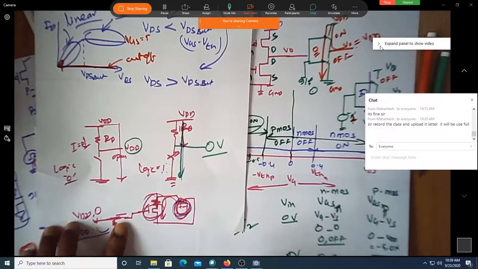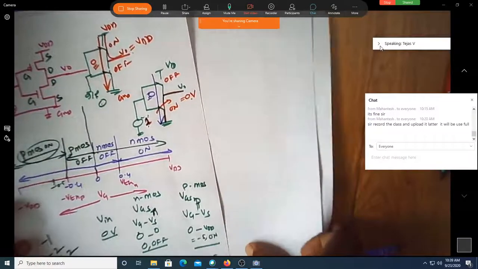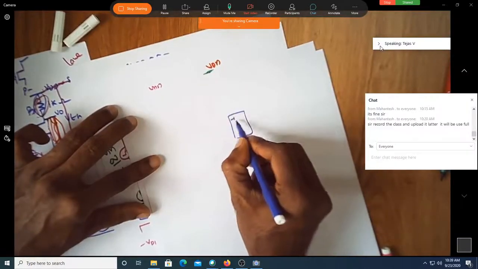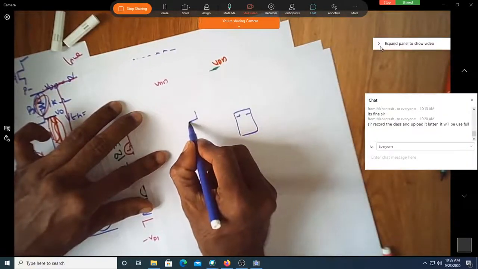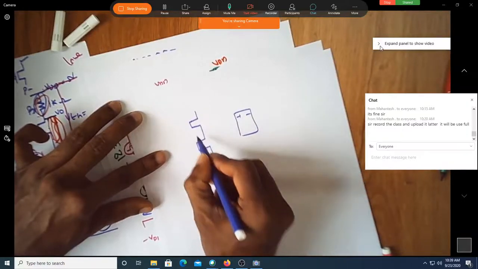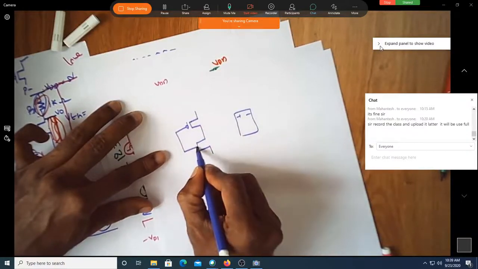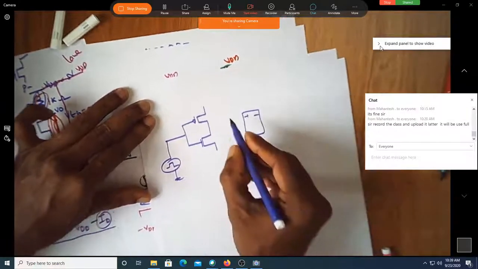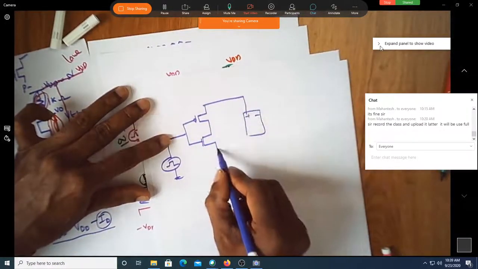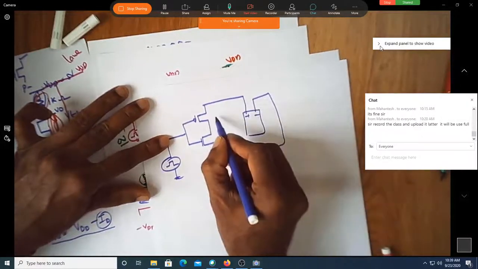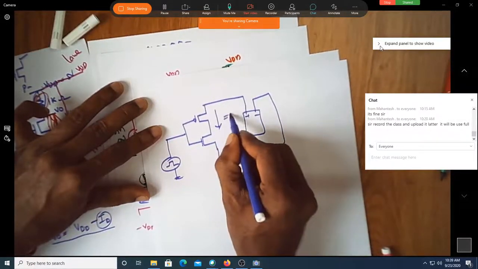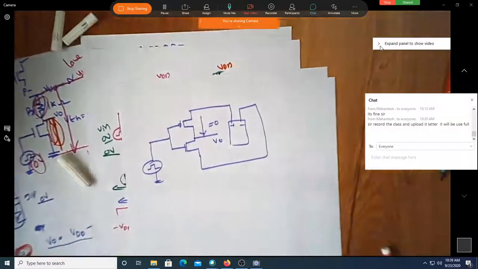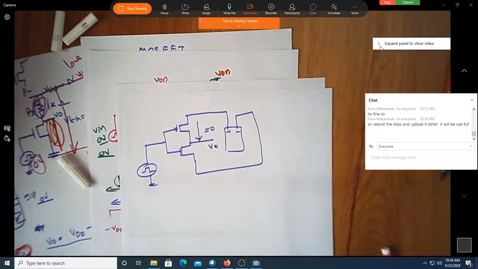Now I will use the same battery. I'll use the same plus minus battery, but I will connect it to a different circuit. It is still an inverter. This is plus, this is minus. This is V0. So is the current always 0?